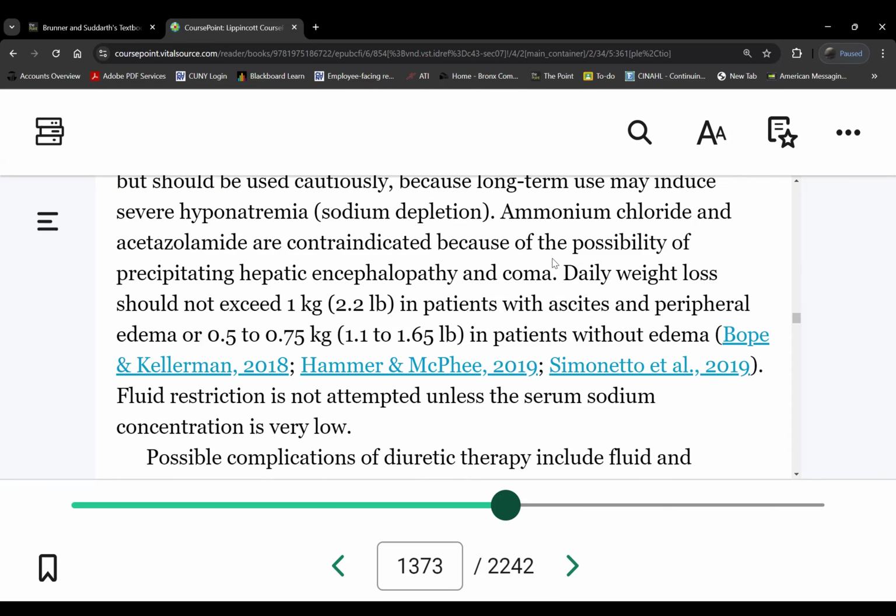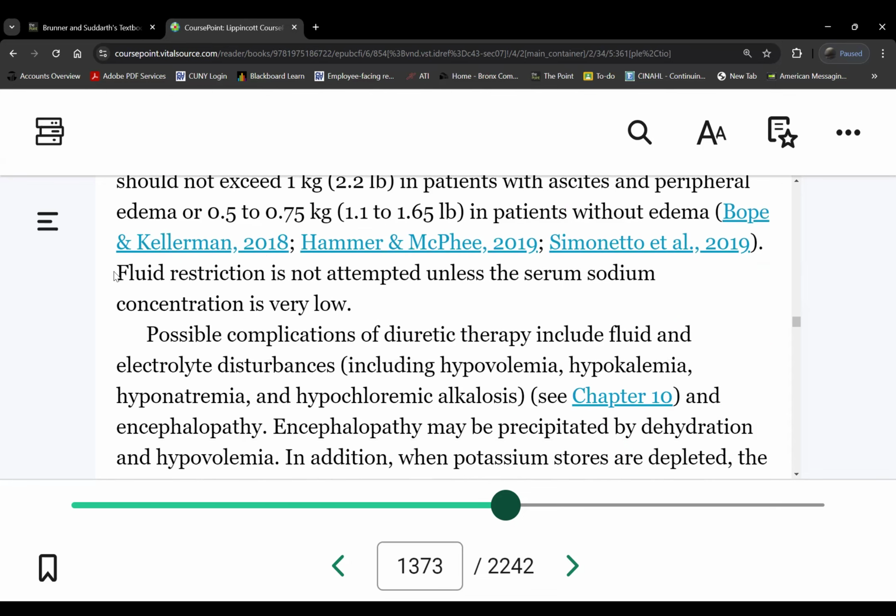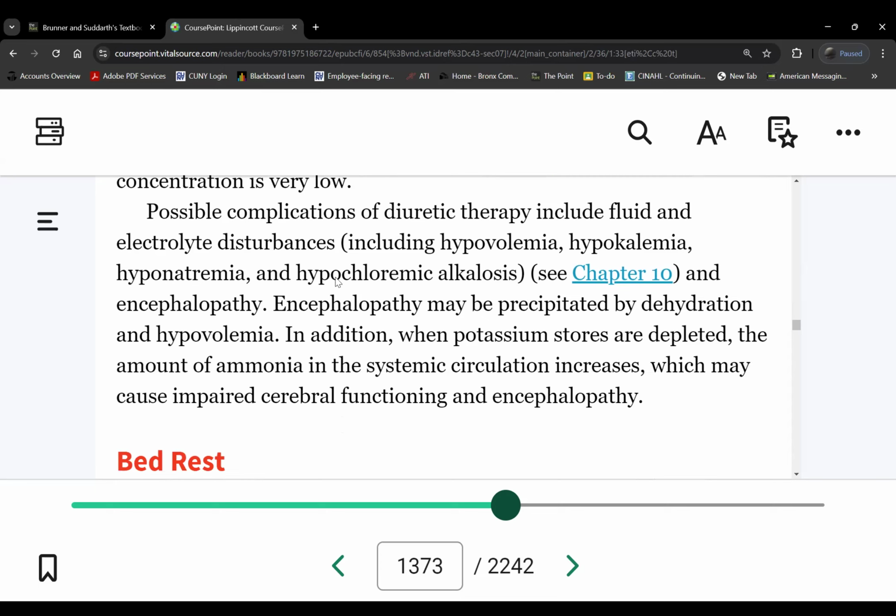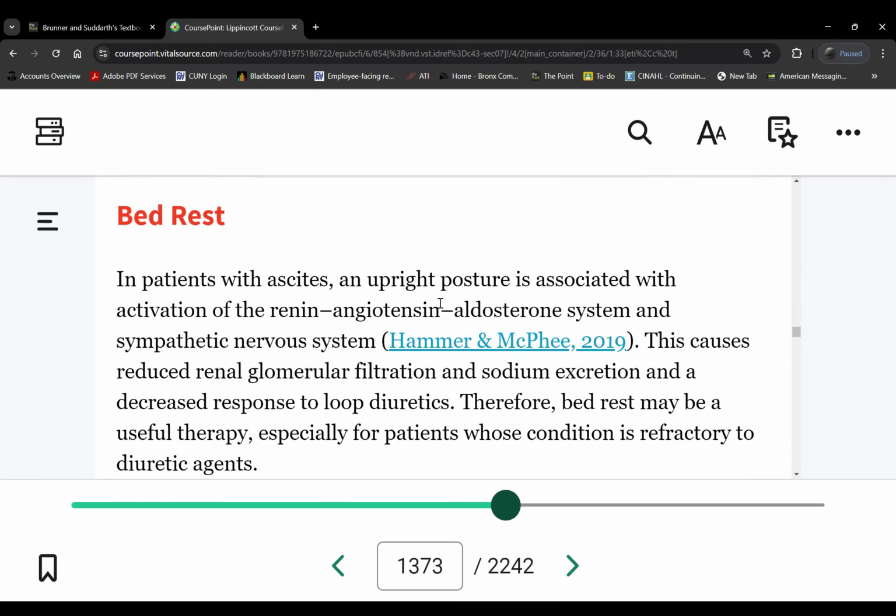1 liter of water. Fluid restriction is not attempted unless the sodium concentration is very low, meaning if they go into hyponatremia, then we start fluid restriction. Bed rest, as I already said, because how will the liver heal if you keep activity? With activity, you're using protein, and when you use protein, you're making the liver work. So put them on bed rest, because otherwise your therapy will be ineffective.